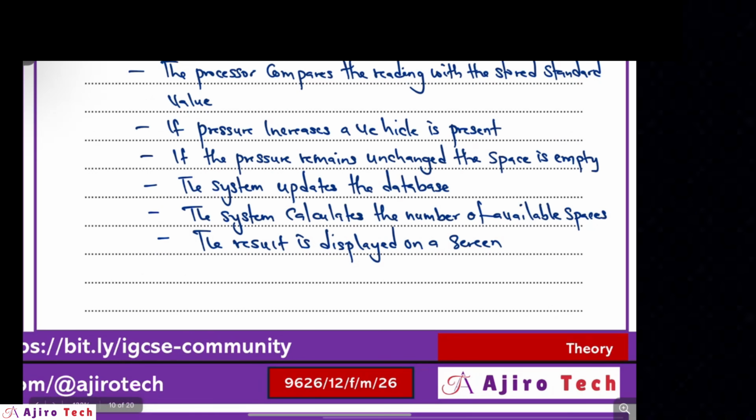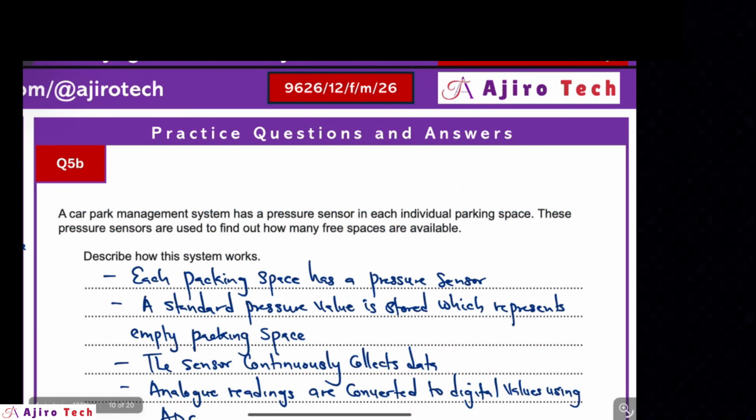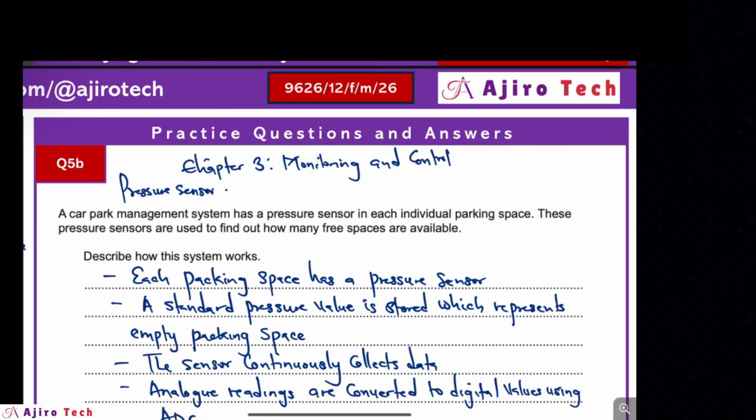Okay. So the way the pressure sensor works, let me explain how it works, right? This is chapter 3, monitoring and controls. So the way it works, we have what we call a pressure sensor, just to give you a diagram. Then we have the ADC, then we have the processor.